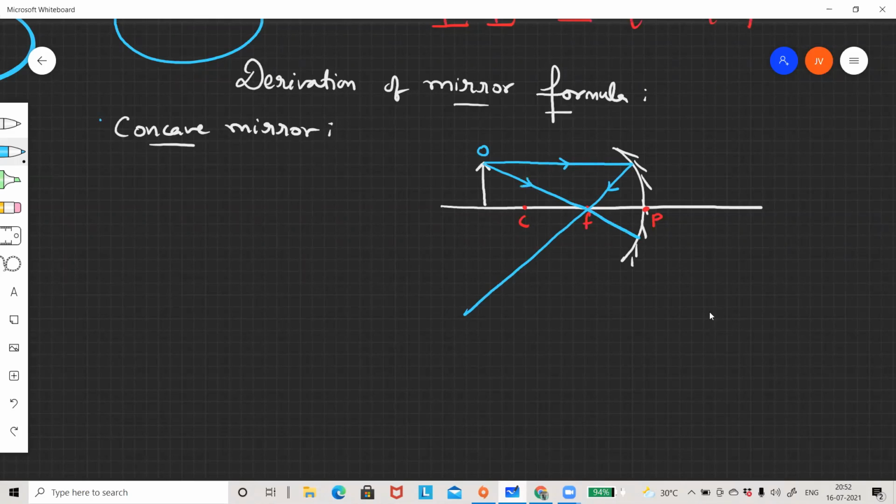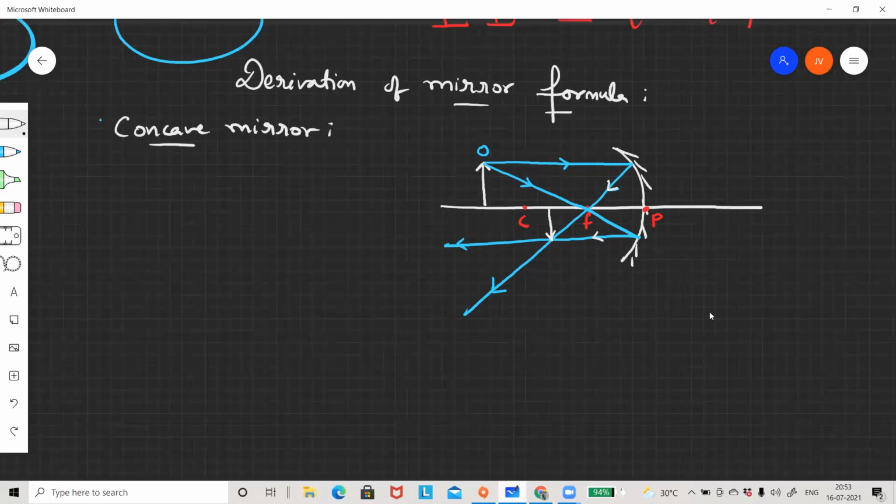a ray of light through F after reflection goes parallel to the principal axis, and they intersect between C and F. And the image forms between C and F. This image is a real image. Why? Because this image is formed by actual intersection of reflected light rays. Okay. So this is one.